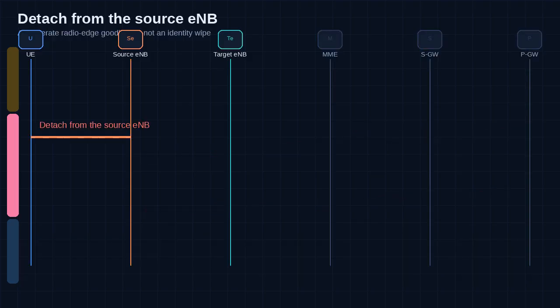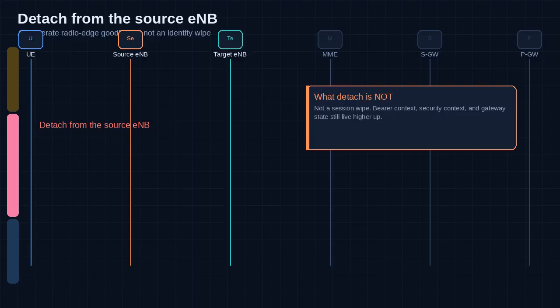With the command issued and forwarding armed, the source must let go. The diagram marks detach from the source ENB. Detach is deliberate. The old radio connection is released, so the UE is no longer expected to serve two masters at once. Resources on the source can begin to free. From the phone's point of view, attention swings to acquiring the target.